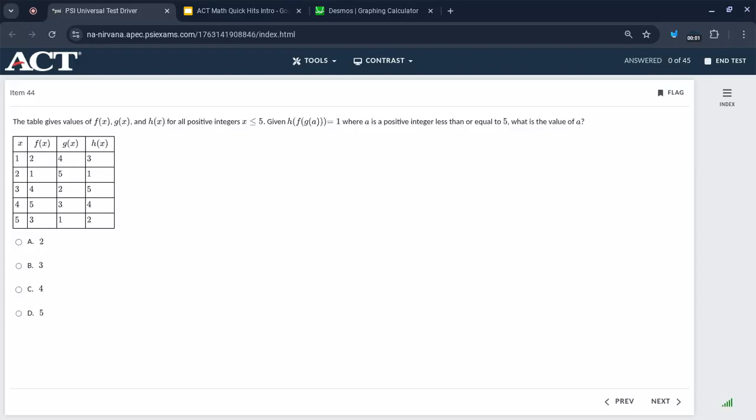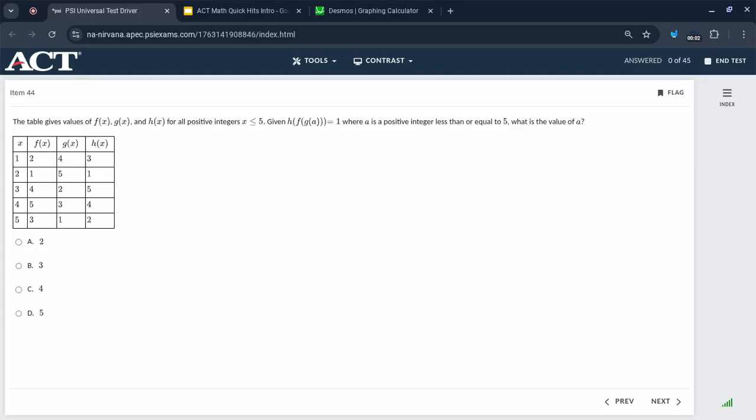Then it tells us, given h of f of g of some number a is equal to 1. So a is some positive integer, less than or equal to 5. What is the value of a? So basically, it wants to know what input value could we put in for a that after it goes into the g function, it would go into the f function, it would go into the h function, then the output would be 1. So it's complicated because it's function notation. It's complicated because we have to take an input, get an output, and then put that output back into an input of another function. That's even hard for me to say.